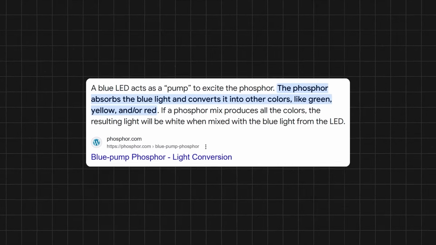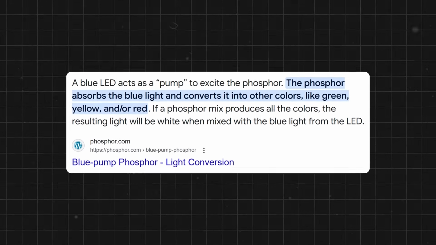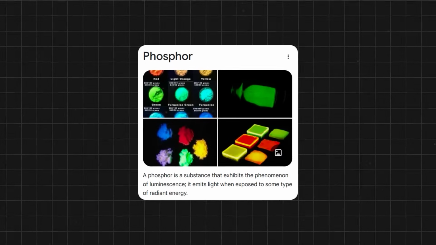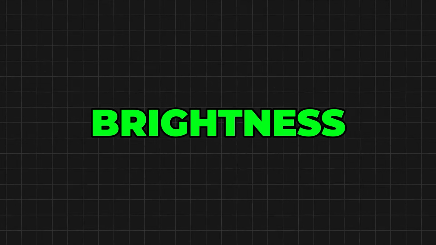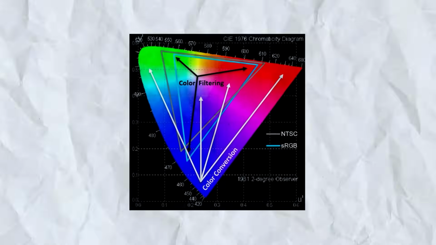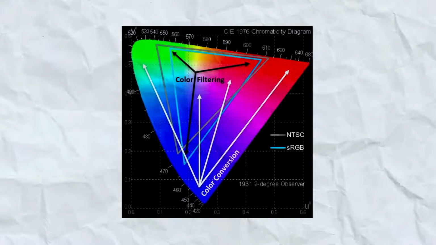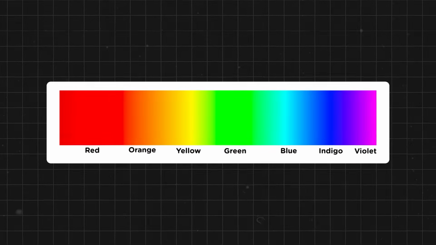Some display technologies attempt to convert blue light to other colors using phosphors or quantum dots. But these conversions are imperfect and often require filtering unwanted wavelengths, sacrificing brightness. These fundamental limitations mean that even the most advanced displays can only approximate certain colors, never truly reproducing the full visible spectrum that the human eye can perceive.